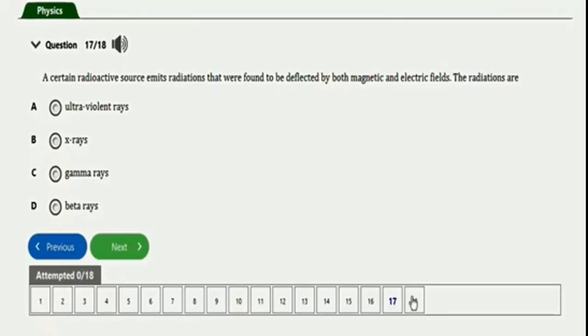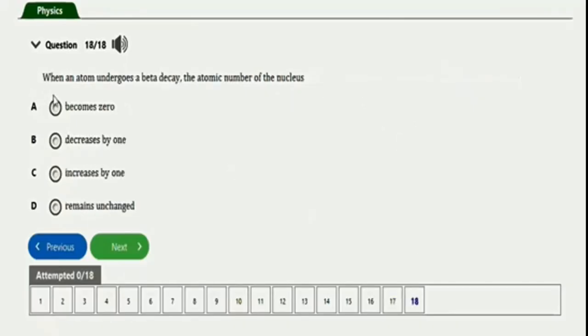So lastly, before I end this video, is this question. It says, when an atom undergoes a beta decay, the atomic number of the nucleus, I think this question is very simple, becomes 0, decreases by 1, increases by 1, remains unchanged. So the right option is option C, which is increases by 1.